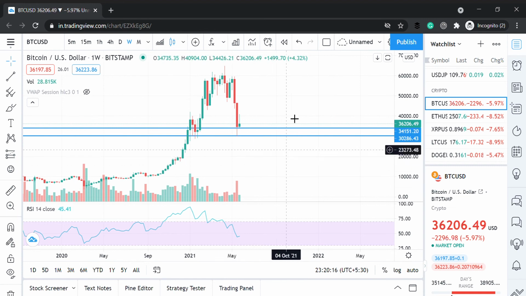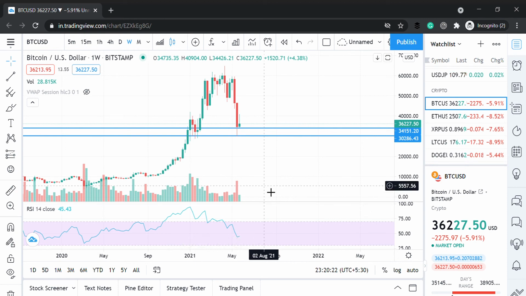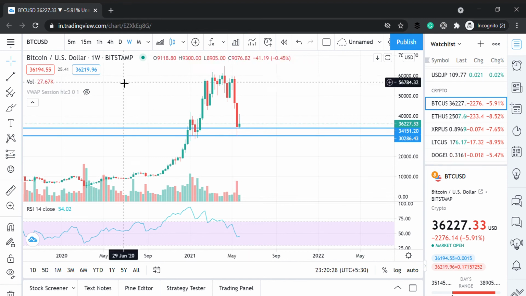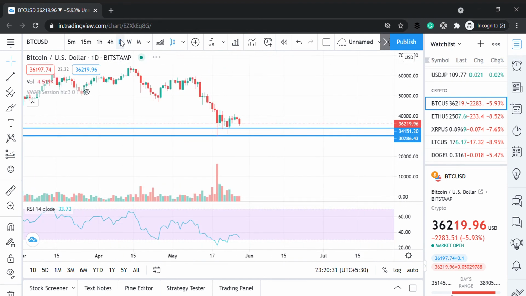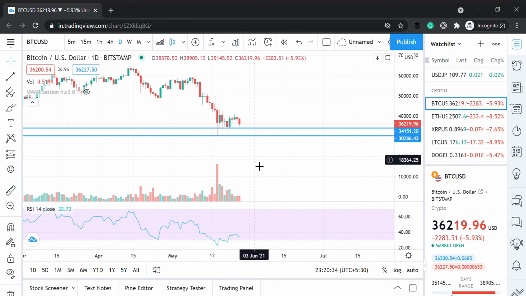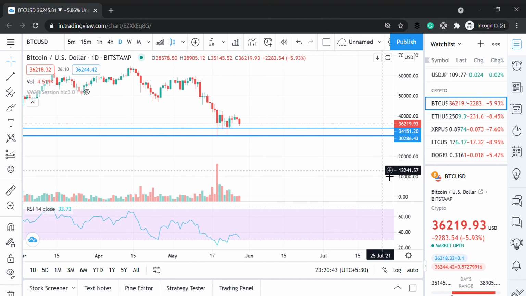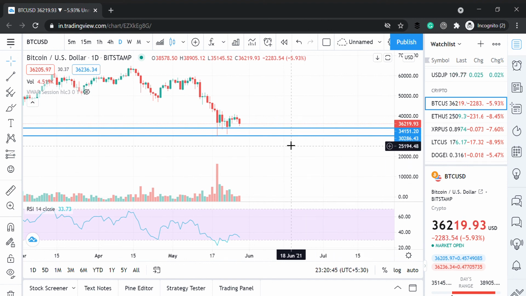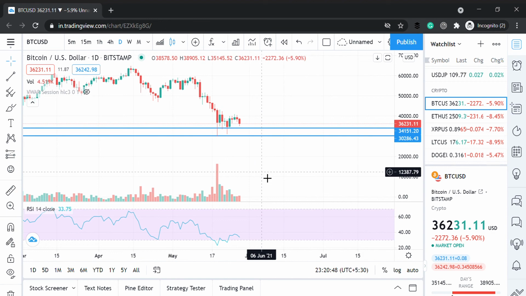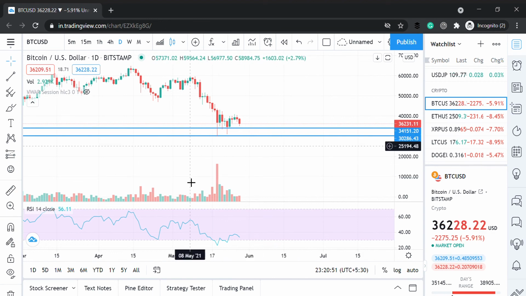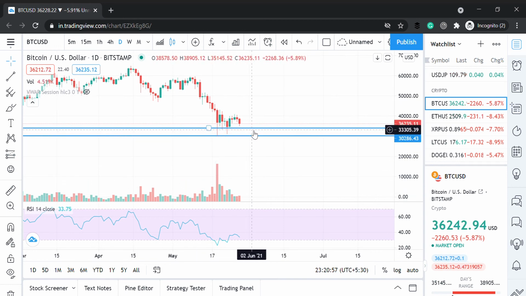See, again Bitcoin as well landed on our support line, and the trend here as well is an upward trend in the weekly chart. And when we see the daily chart of Bitcoin, it's again a downward trend. It might happen that Bitcoin will touch our first support, that is 34151, and after that it can also touch 30286, but these are quite strong support lines. So once the price touches these lines, it should go up.